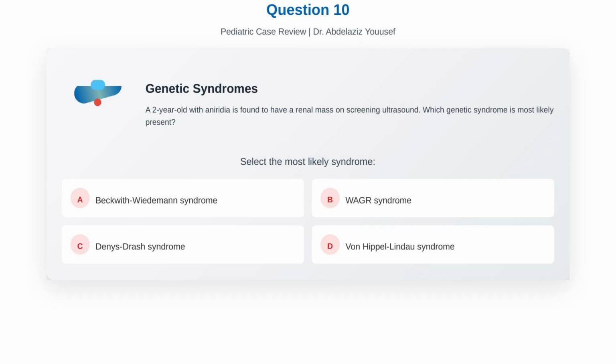Consider the association between aniridia, absence of the iris, and renal tumors. The specific combination of ocular abnormality and renal mass should point to a particular genetic syndrome. Remember the components of each syndrome and their characteristic features. The age of the patient and the specific findings are key to determining the correct diagnosis.